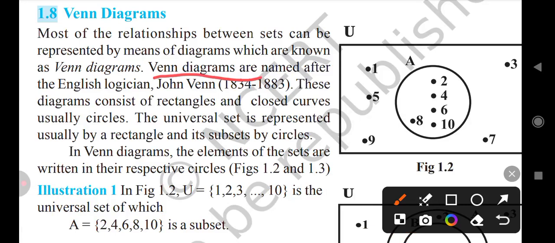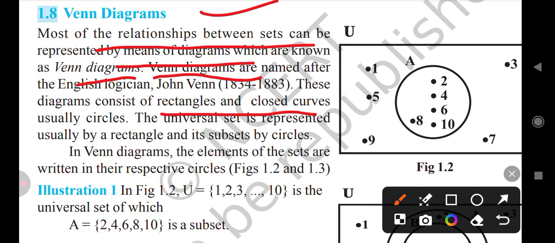Venn diagram. Most of the relations between sets can be represented by means of diagrams, which are known as Venn diagrams. Venn diagrams are named after the English logician John Venn. These diagrams consist of rectangles and closed curves, usually circles.